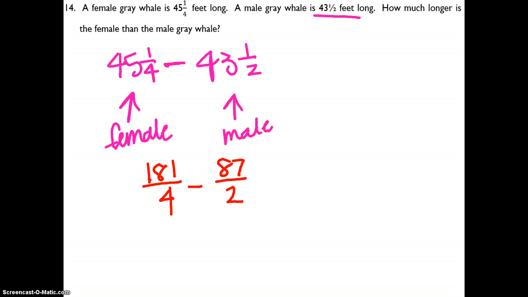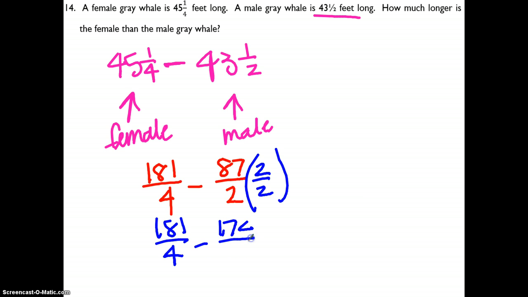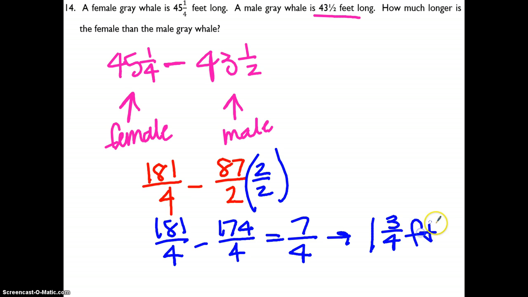Now in this case, I do not have common denominators. I need to make common denominators, which I multiply this by 2 over 2, and I'm left with 181 over 4 minus 174 over 4, and that leaves me 7 over 4, which is 1 3/4 feet. And that's my final answer.